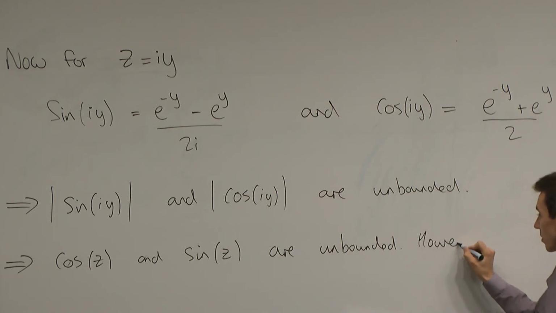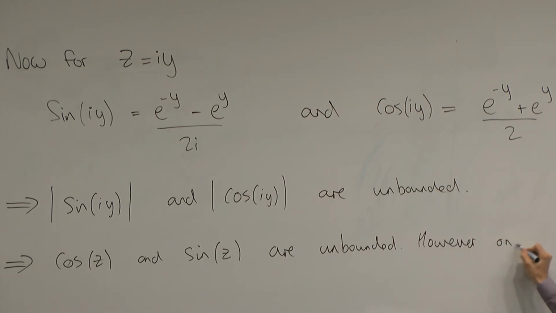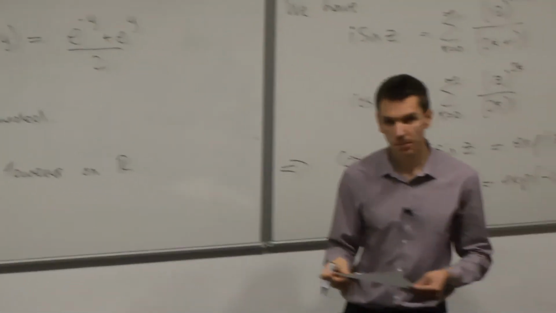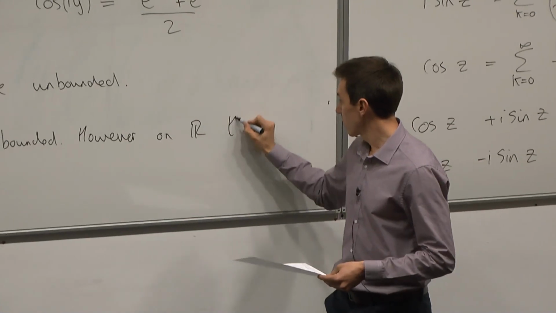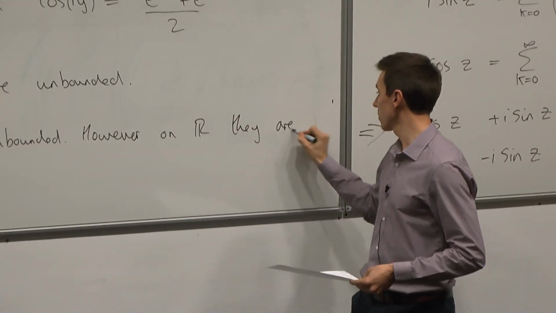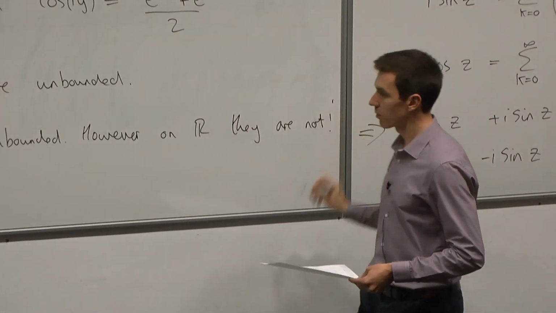However, in terms of the real numbers, everyone's familiar with sine and cos in terms of the real numbers. These are bounded functions, yeah? But in the complex case, they're not. Okay? This is another example of, okay, we've got continuous extensions of these functions to the complex case, but the properties may differ. Yeah? Right. However, on R, they are not, obviously.